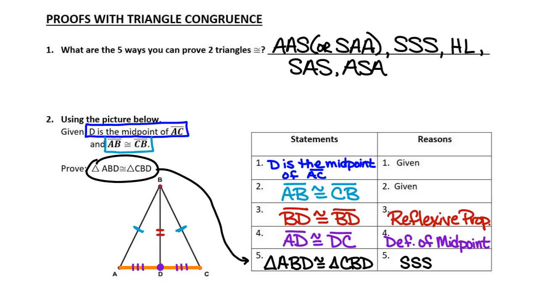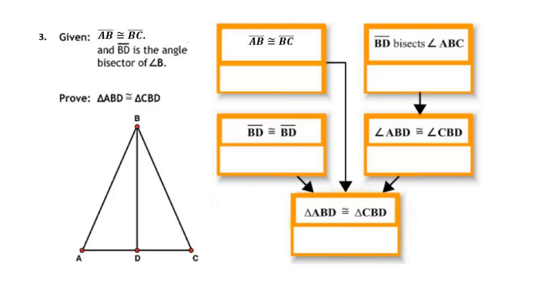So we're doing what we did before. We're still marking up our triangles. We're just every step of the way saying, why am I allowed to make that mark? And writing down our reason for it. Let's look at the one right below this, number 3. Number 3 is a flowchart proof.